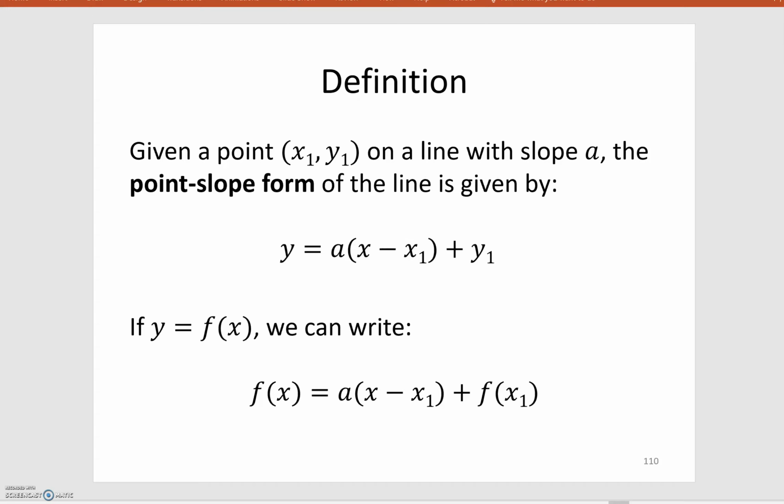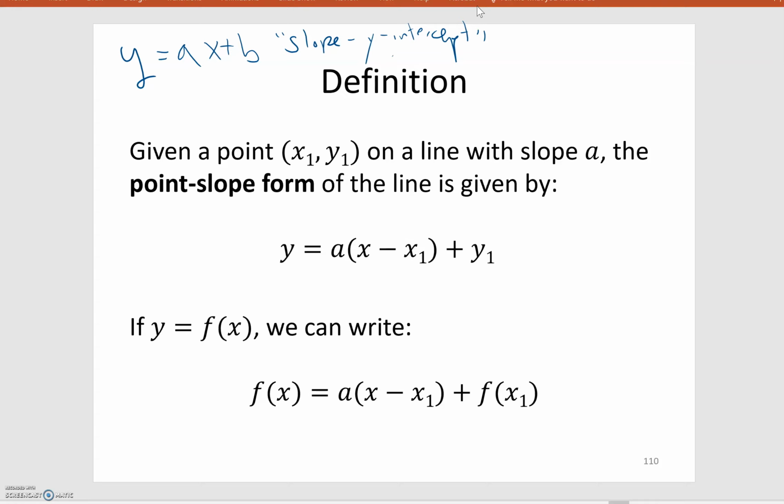Okay, so in previous lectures we were using the slope y-intercept form of a line, which looked like this. That's slope y-intercept form of a line. But that's not the only way that you can write a linear function. And so we're going to look at another form of a linear function right now.